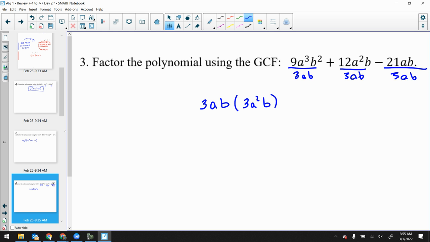Good. What's left out of my second? Hold on a second. What's left out of my second term? What's left out of my third term? -7. Good. And that's my correct answer. Questions on number 3?